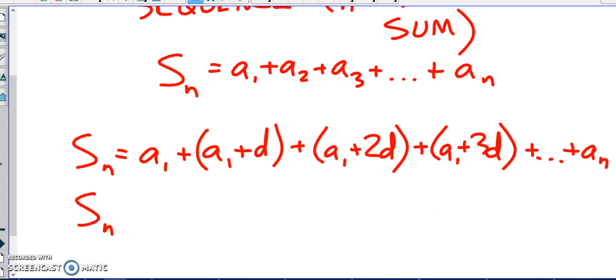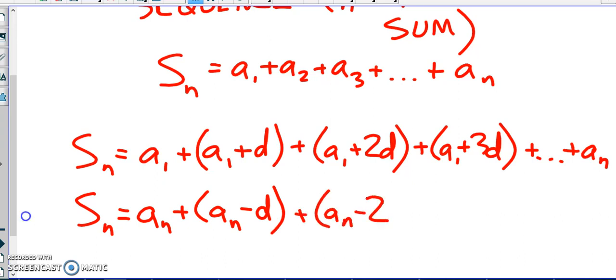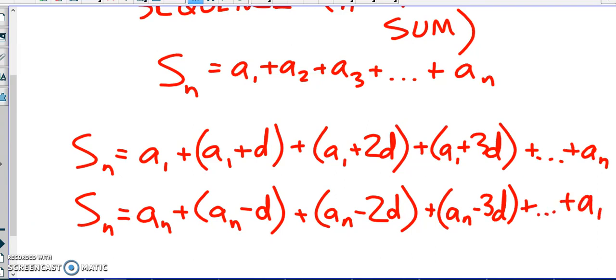Now, another way I could look at this is I could run this sum backwards. I could start with An, and then I could do An minus D, An minus 2D, because I'm starting at the end. So if I start at the beginning and add the common difference, or I start at the end and subtract the common difference, I get the same thing. So this would be plus An minus 3D plus ... all the way down to the end, which would just be A1.